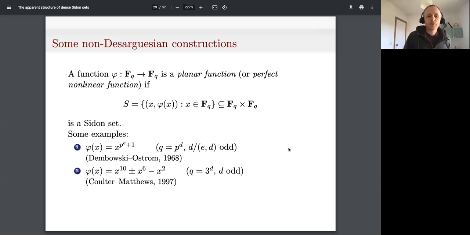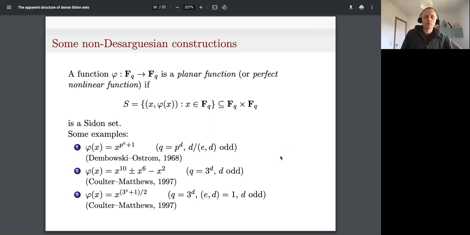Here's another example that was written down by Coulter and Matthews. This one's more interesting because it's not a monomial. You take x to the 10 plus x to the 6 minus x squared over a field of characteristic 3. And again, this works. But you could still argue that this is morally quadratic, because each of these exponents is a sum of 2 powers of 3. So this is 9 plus 1, this is 3 plus 3, and this is 1 plus 1. And I agree with you, that is basically quadratic.